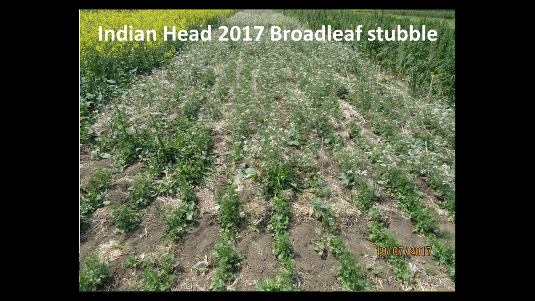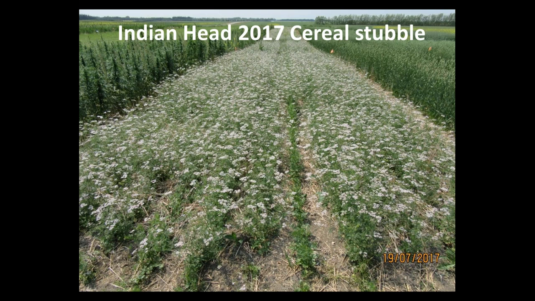And then they had to deal with having to grow roots into and keep up with the soil moisture as it was depleted out of the soil surface and grow. And so this is what it looks like in broadleaf stubble at Indian Head in 2017, and there's what it looks like on cereal stubble. So you can see that when we have dry conditions, even when we have lots of moisture, our soil profile was full.